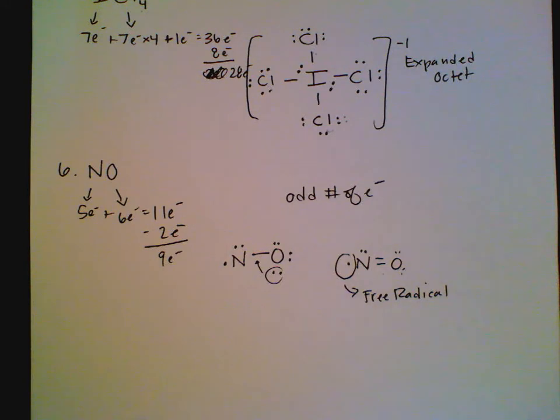So they seek out something to bond with to pair off that electron and deal with the unstable nature of it. So just so you're aware, you do see this once in a blue moon, and if you see that single electron hanging out there, that's what that is.